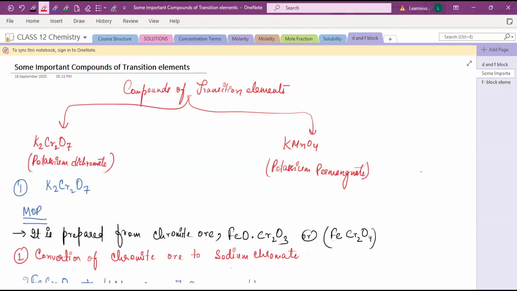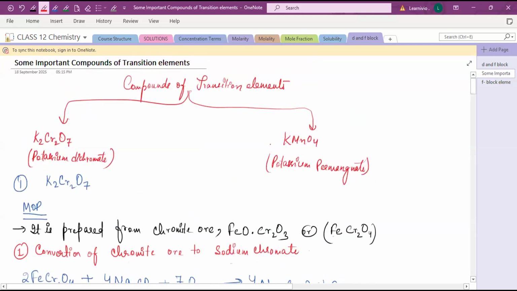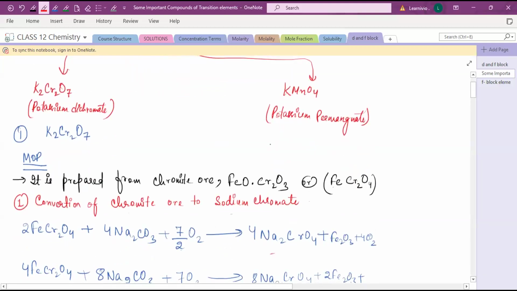So, some important compounds of transition elements. In your syllabus, there are two compounds of transition elements. The first one is the compound of chromium, which is potassium dichromate, K2Cr2O7. The second is the compound of manganese: when manganese makes a compound with potassium and oxygen, it is potassium permanganate. We have to discuss its method of preparation, its chemical properties, its uses, etc. Let's see one by one.